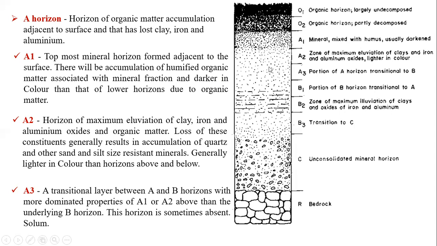And coming to the A3, it's a transition layer. We can see it's a transitional layer between the A and B horizons, more dominated by the properties of A2 and A1 than the underlying B horizon. So this horizon may sometimes be absent in specific cases. Here, most of the properties of A1 and A2 are dominant in this A3 layer, and it is very close to the B1. It's a transition layer between the A and B master horizons. So this is regarding the A horizon.